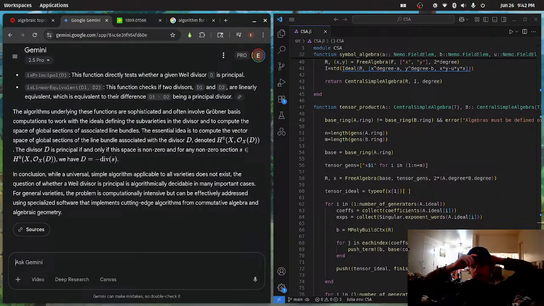So the easiest way to get a divisor is to write down an ideal whose support is all height 1 prime ideals, I guess, and multiples of a divisor in that case.